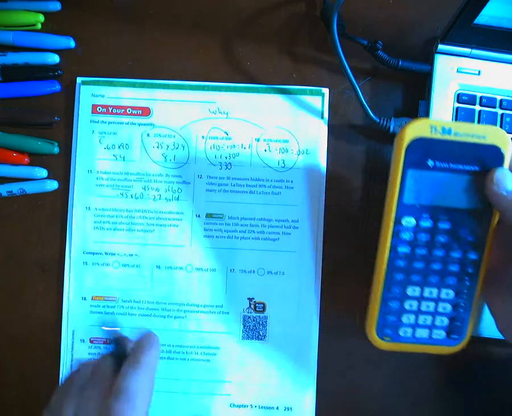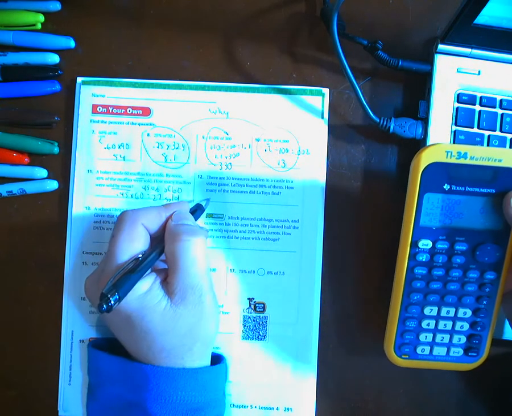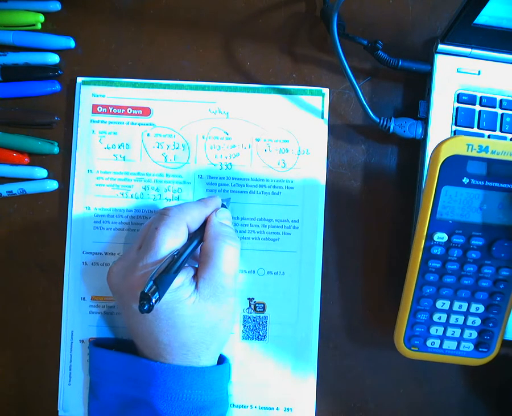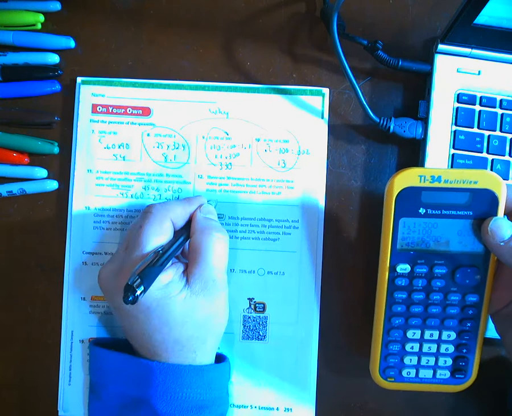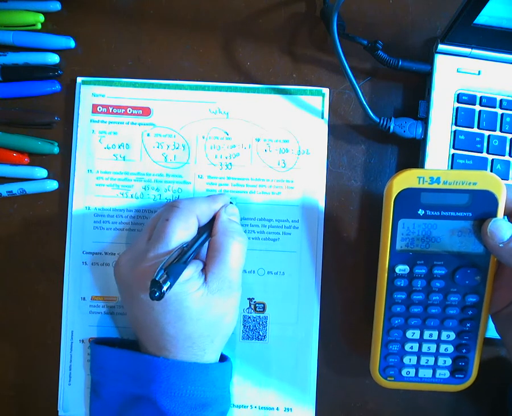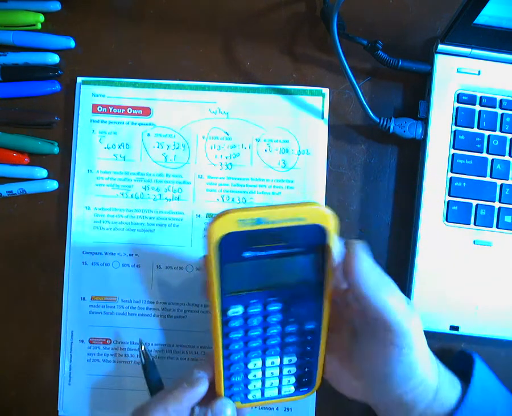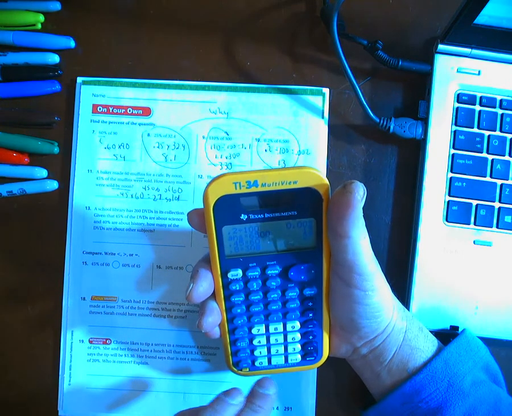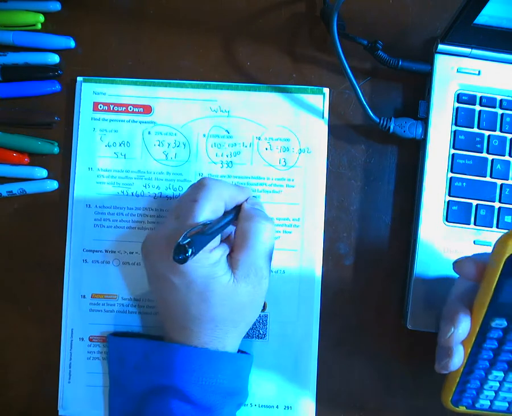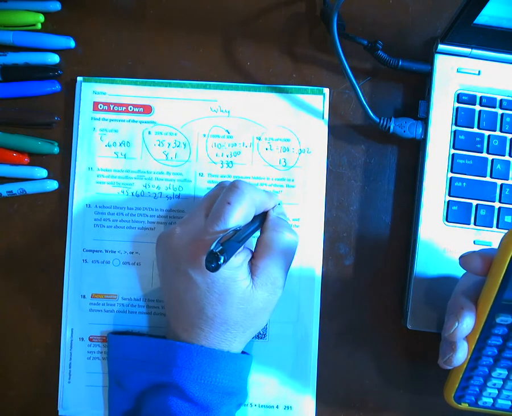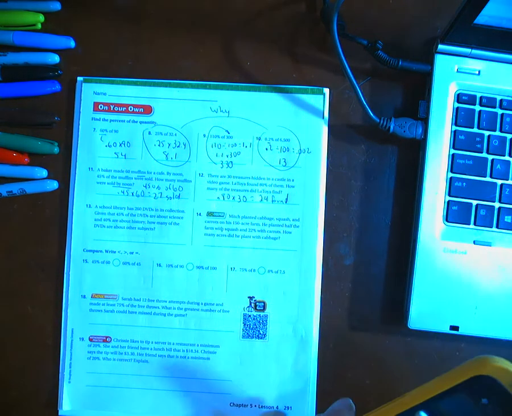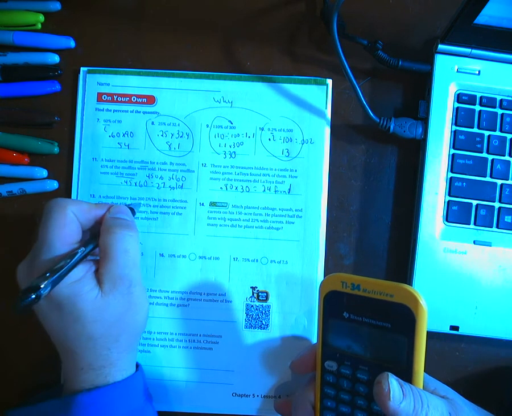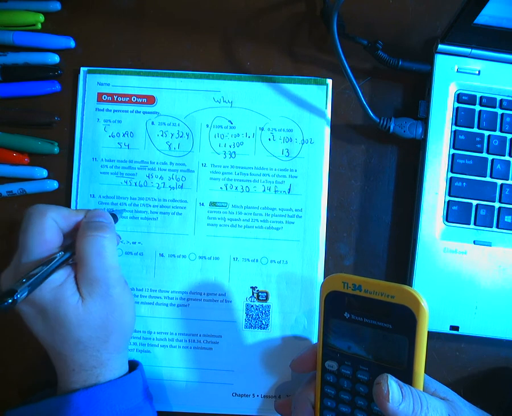Okay. Next, there are 30 treasures hidden in the castle. Latoya found 80% of them. How many treasures did she find? So 80 divided by 100 is 0.8 times 30. So when I take my calculator and do 0.8 times 30, it tells me that she found 24. That's 80% of 30.